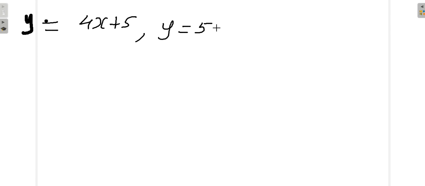Find the area bound by the lines, find the area bound by the lines y equal to 4x plus 5, y equal to 5 minus x, and 4y equal to x plus 5.